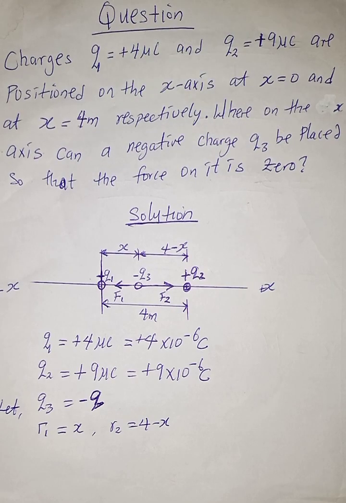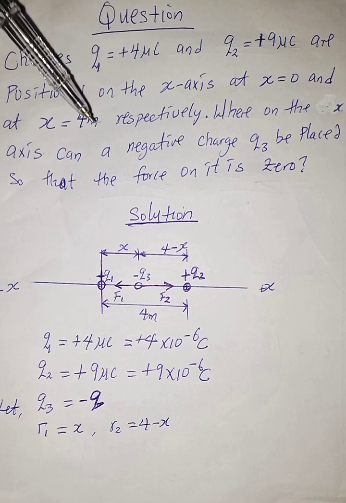The first thing is for you to understand the question. Now, what is this question trying to say? They said charge Q1 is equal to plus 4 microcoulomb. Then Q2 is plus 9 microcoulomb as well. And they are positioned on the x-axis. You should know the x-axis is the horizontal axis. Then at x equal to 0 and at x equal to 4 respectively.